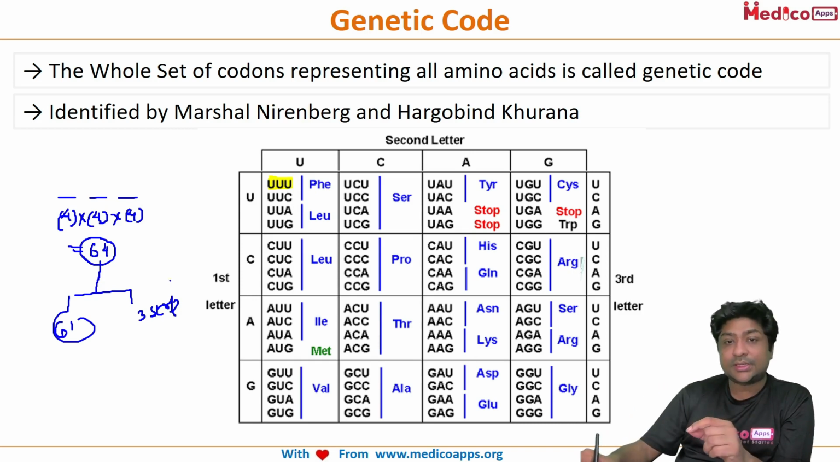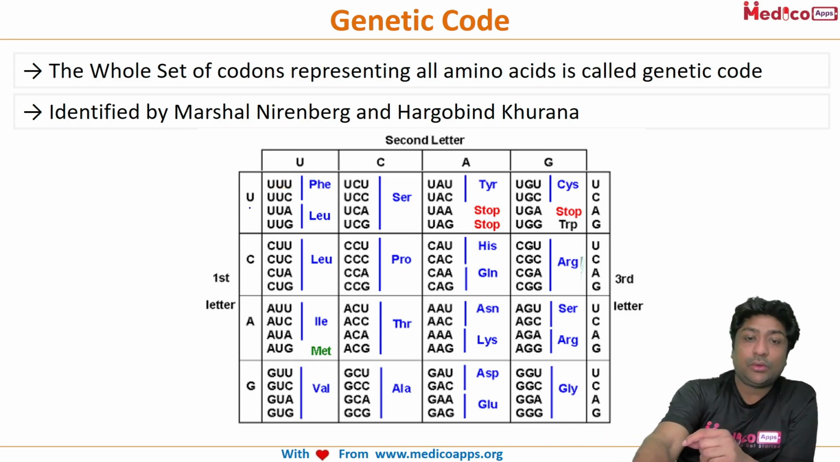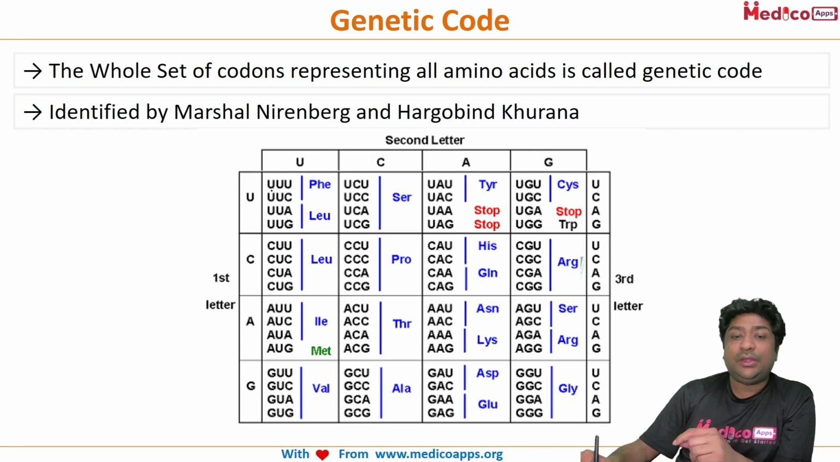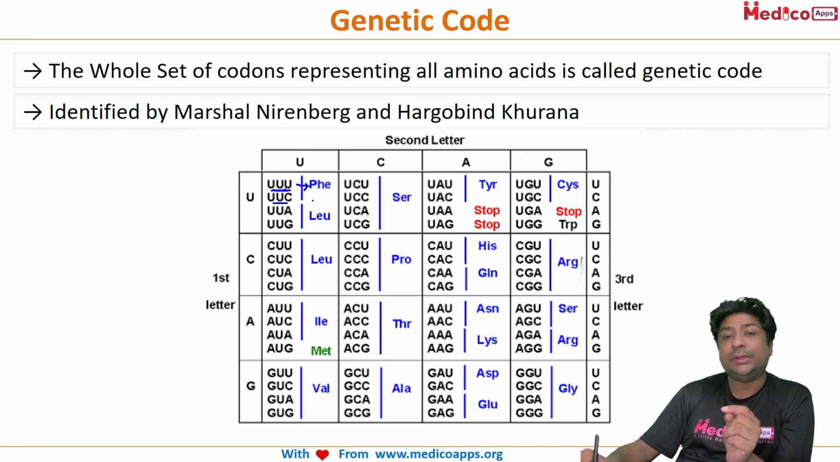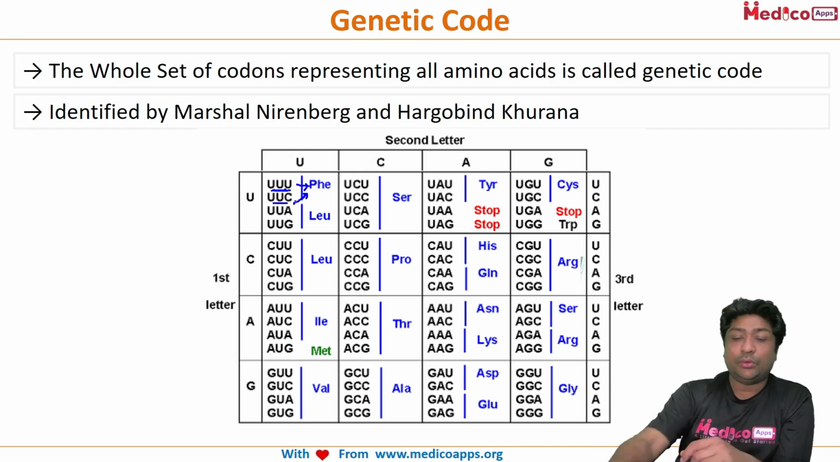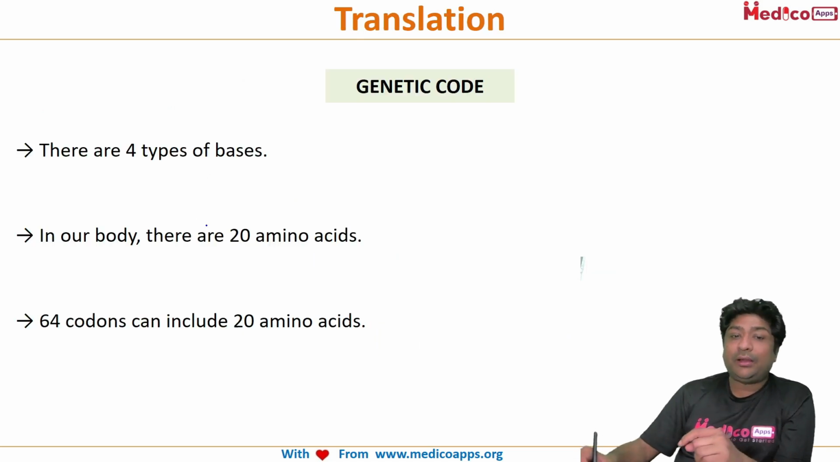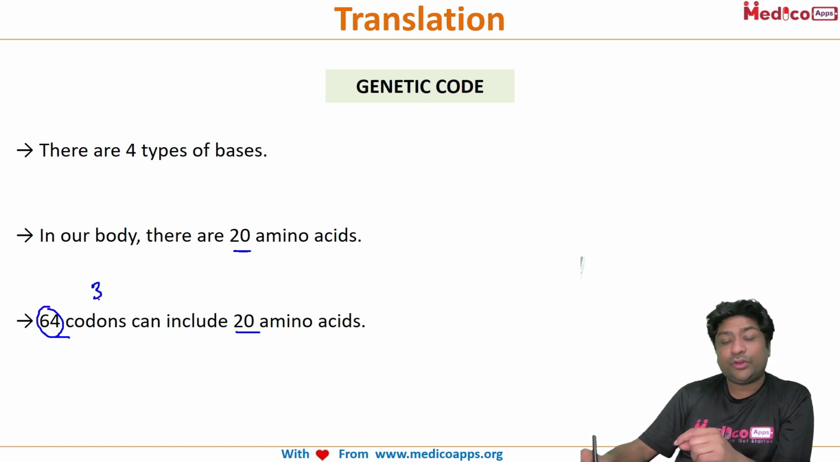Is this clear? For example, in this particular slide, you can see that UUU is a codon, and this codes for phenylalanine. UUC, again a codon, again codes for phenylalanine. So this is your genetic code. As I told you, there are four types of bases in our body. There are 20 amino acids. So 64 codons can include 20 amino acids, but we know that out of this 64, 3 are stop codons.